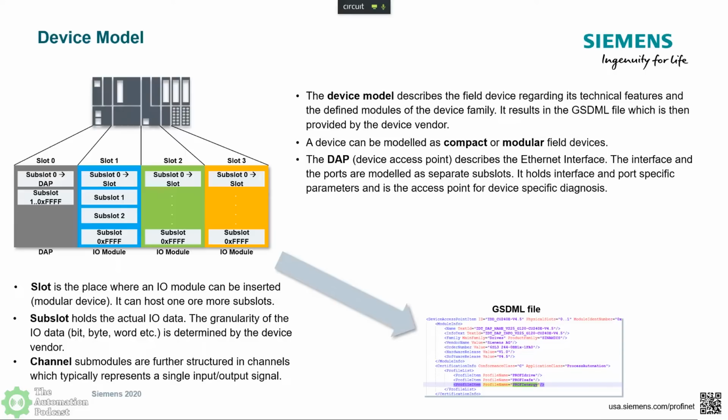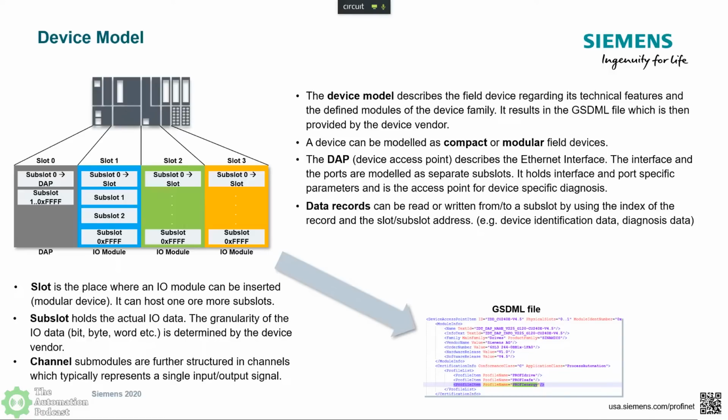So if I had a remote rack of I/O and the first module was the PROFINET module, and then I had a bunch of I/O modules on it, each of those I/O modules wouldn't be considered a DAP, or device access point. That's only the one that connects it to the Ethernet. Yes, to the PROFINET. Okay, good.